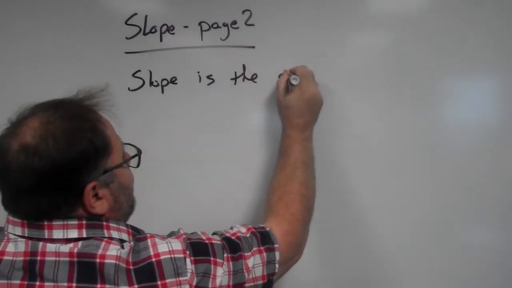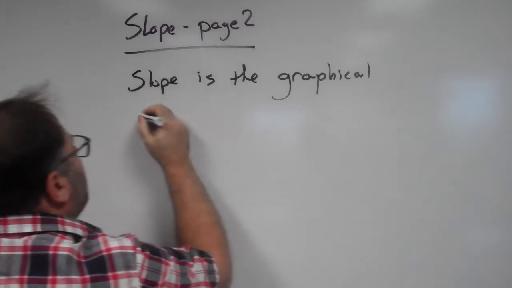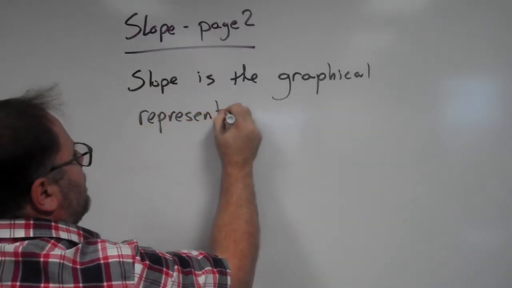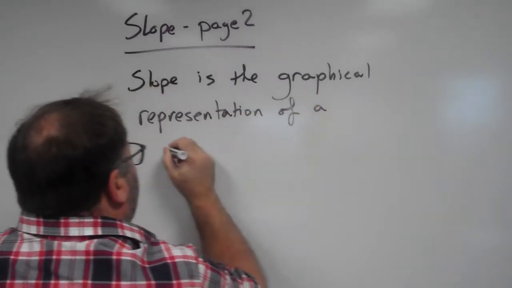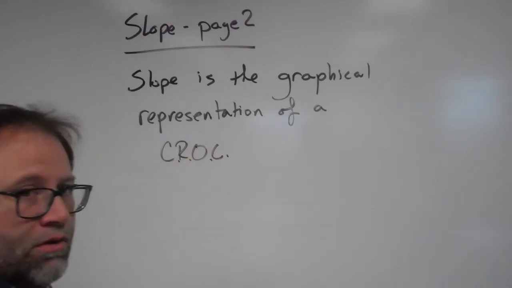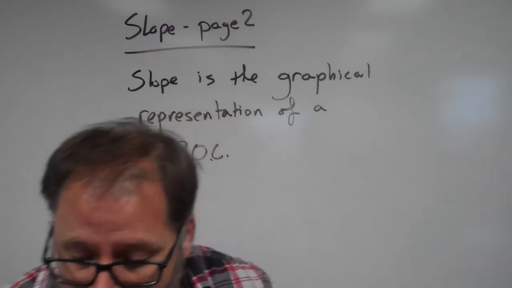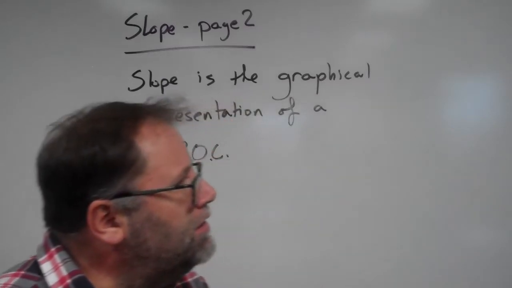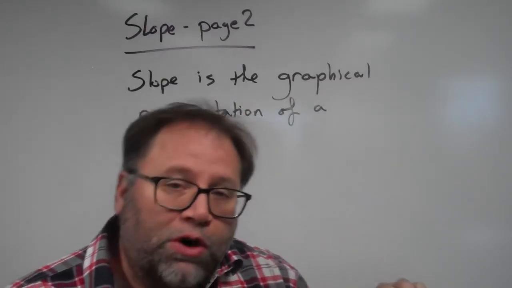is the graphical representation of a constant rate of change. Right? That slope is how you can see how things change over time. All right? So you have that in your box. Write a word problem for this table.